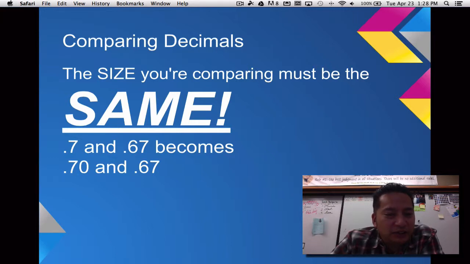Now we can look at them. Which one is bigger or smaller? Are they the same? I don't know. Let's look. Well, 70/100 is obviously larger or greater than 67/100.